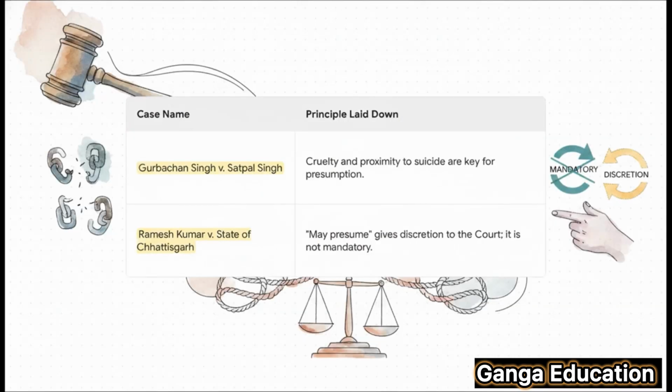Now for your mains answers. Quoting these landmark cases is a fantastic way to add weight. In Gorbachan Singh versus Satpal Singh, the Supreme Court made it clear that there has to be a close causal link between the cruelty and the suicide. And the Ramesh Kumar case really cemented the idea that may presume means just that. It gives the court a choice, it's not a command.